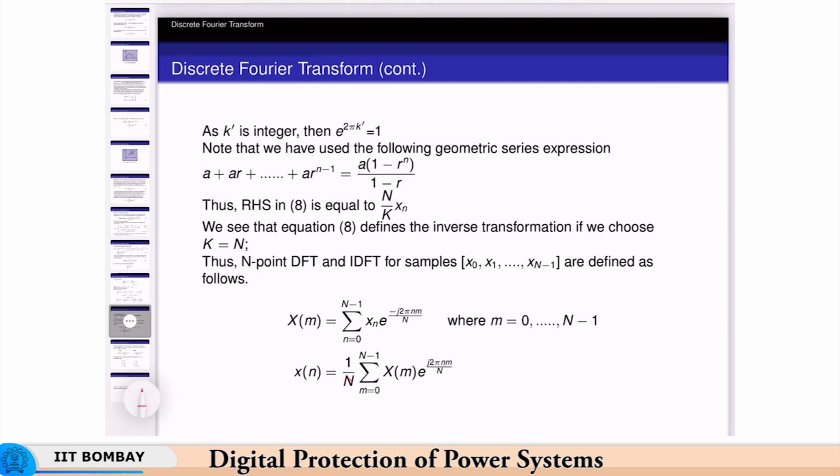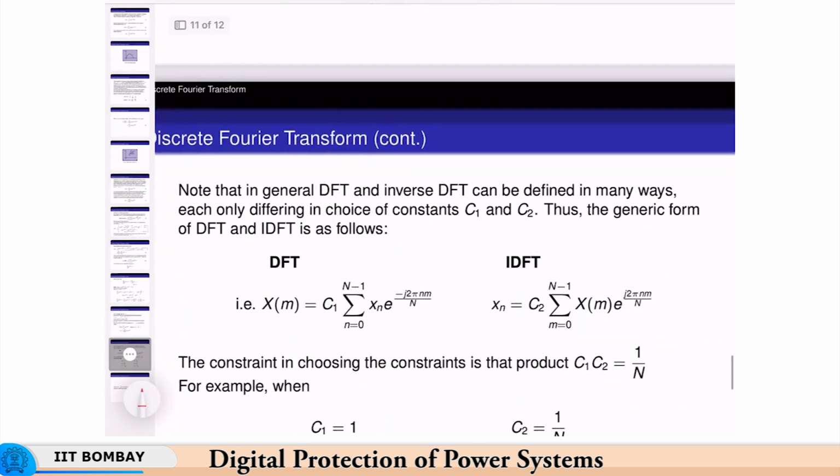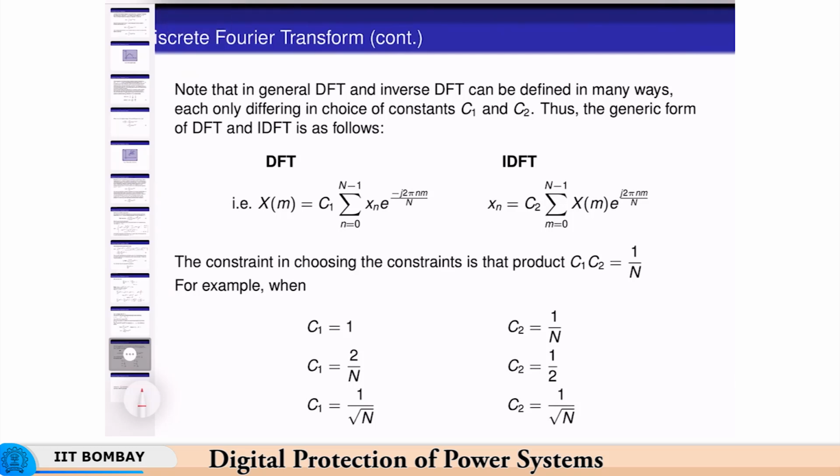In general, they can be of this form. If you see many textbooks and in many different contexts, you will see different conventions. In some places for the inverse DFT there is 1 by n, in which case the DFT will have to be 1. In some cases the forward DFT will have 2 by n, which we will use in our course henceforth for relaying applications, because you get the phasor back directly.